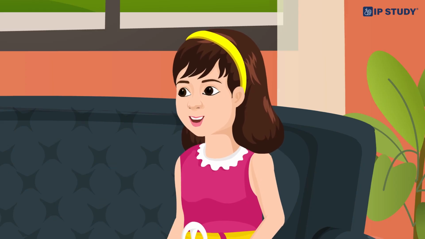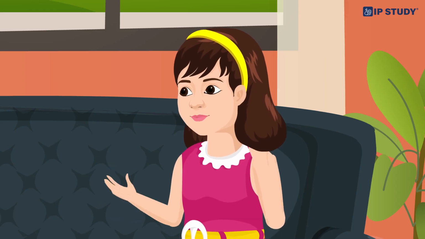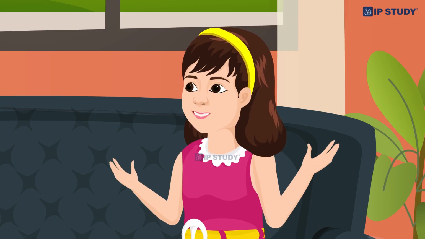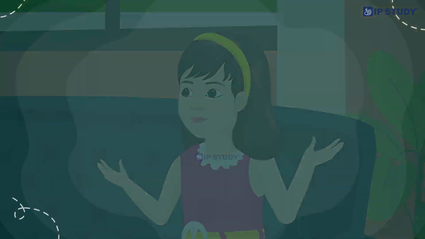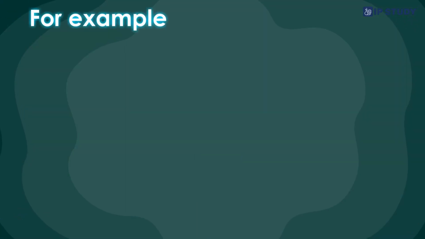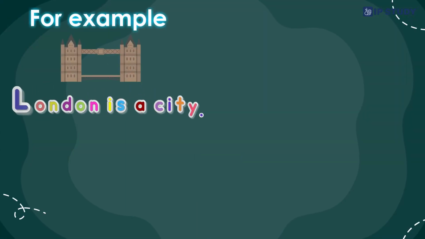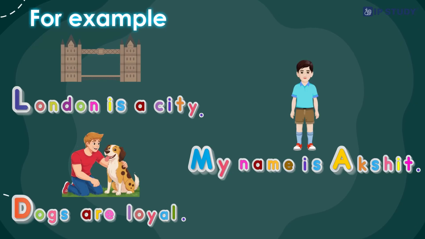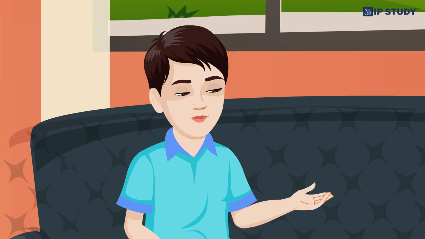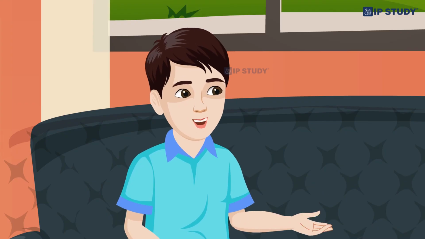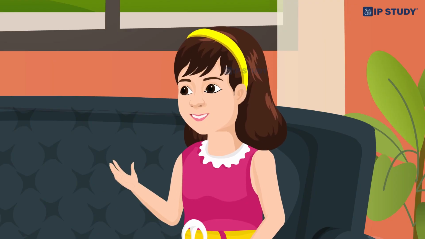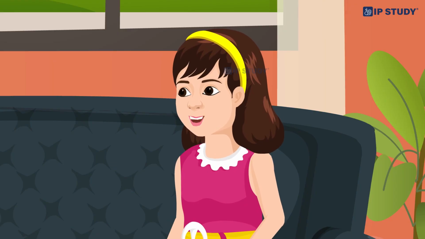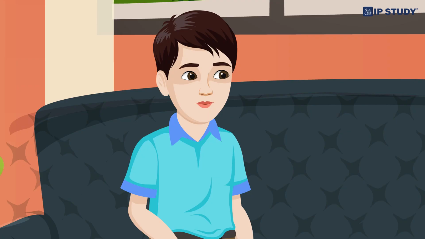Right. And sometimes we don't need any article like with names or general stuff. For example, London is a city, my name is Akshit, or dogs are loyal. No article for names or general things. Exactly. English isn't so tricky, right?